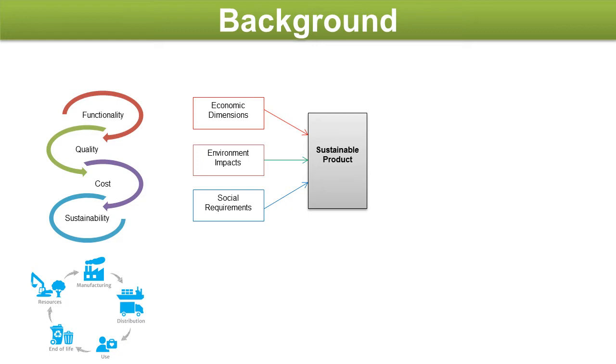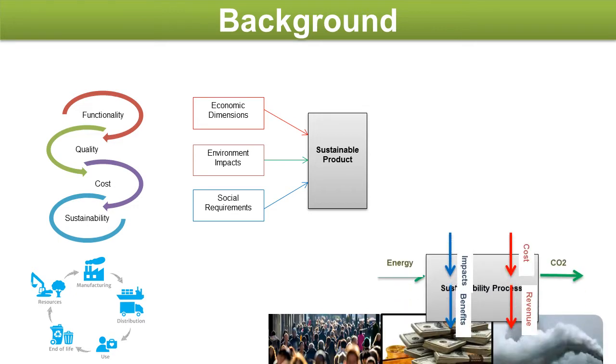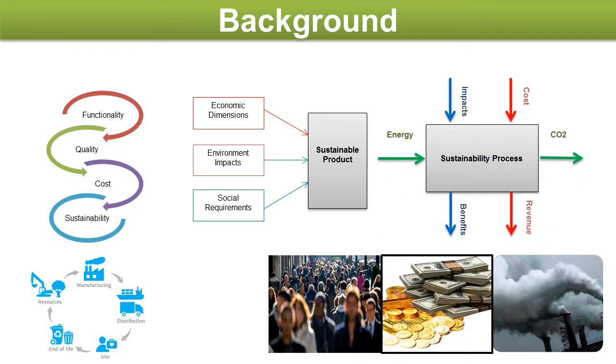A sustainable product is related to three dimensions, which are economic, environmental impacts, and social requirements. As you know, the sustainability process relates to many inputs and outputs. For example, for the environment, the energy is the input for the sustainable process and the output is the carbon footprint. For the economic, the input is cost and the output is revenue. And finally, for the social, the input is impacts and the output is benefit.